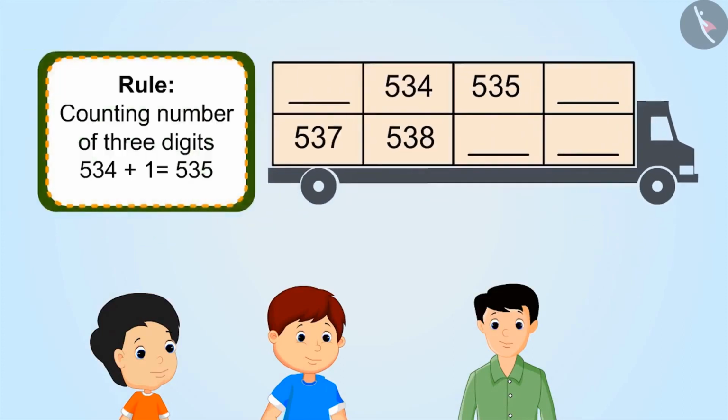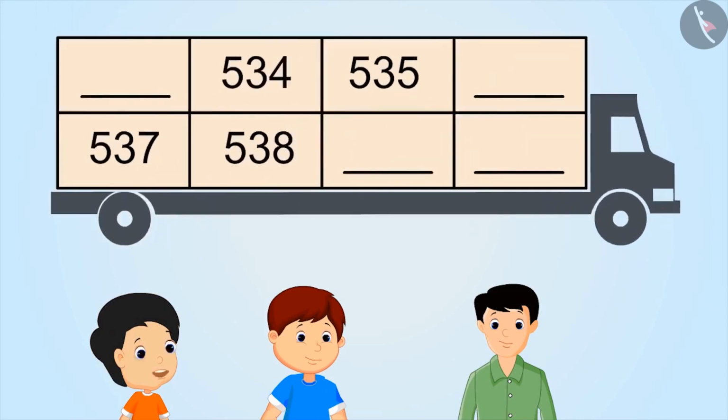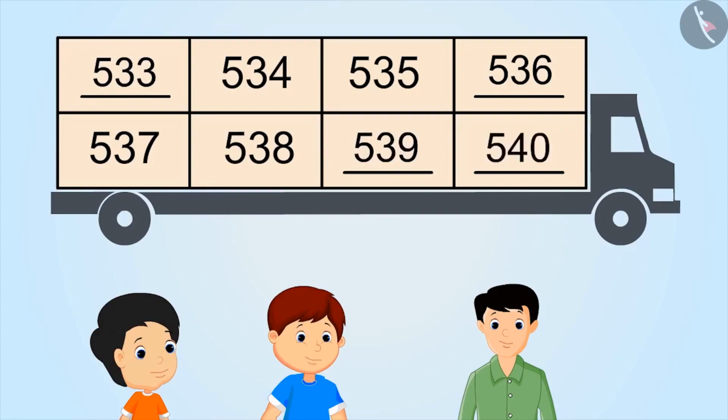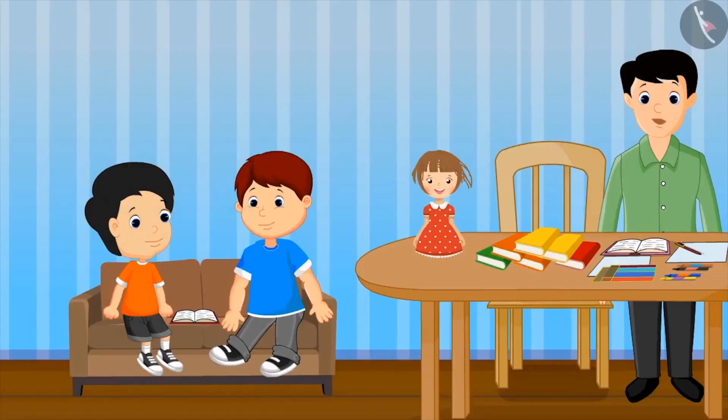This is a three-digit number. 534, 535. So the next one is 536. Right, but you have not filled the first one yet. Uncle, before 534 will come 534 minus 1. That is 533. And after 538, 539 will come. Yes, and then 540. Wow, you both have recognized the rule of this pattern so easily.